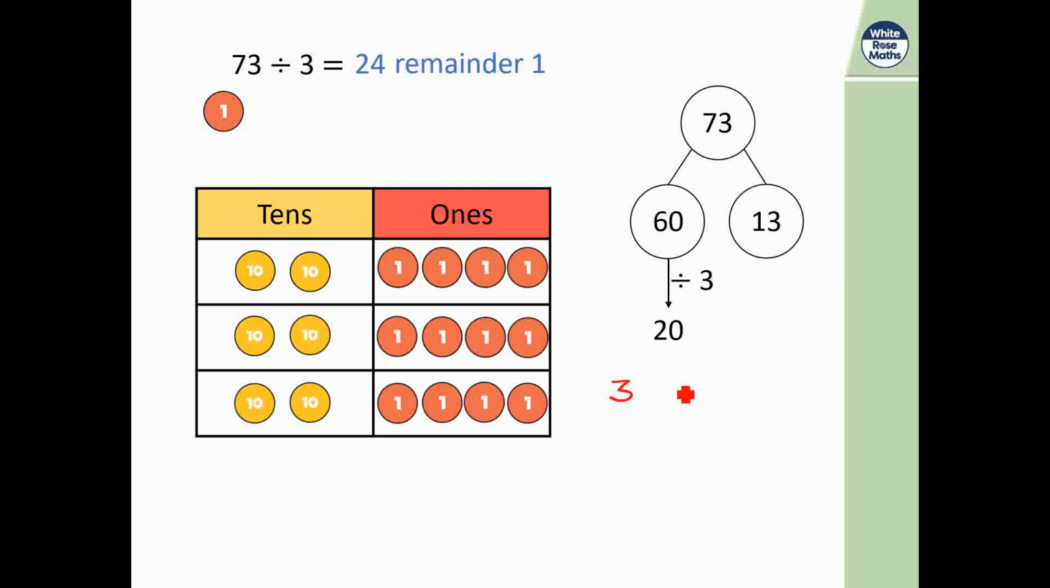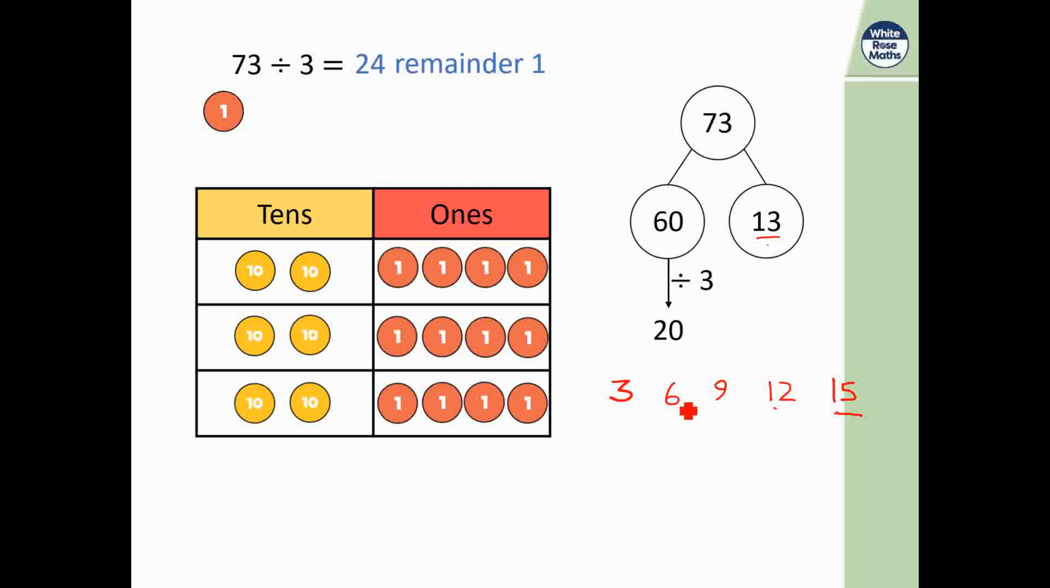What's 2 times 3? 9. 12. What's 15? Okay, stop. So we have to divide it into 13, okay? 15 is too much, isn't it? Okay? So 12 goes into 13, doesn't it?